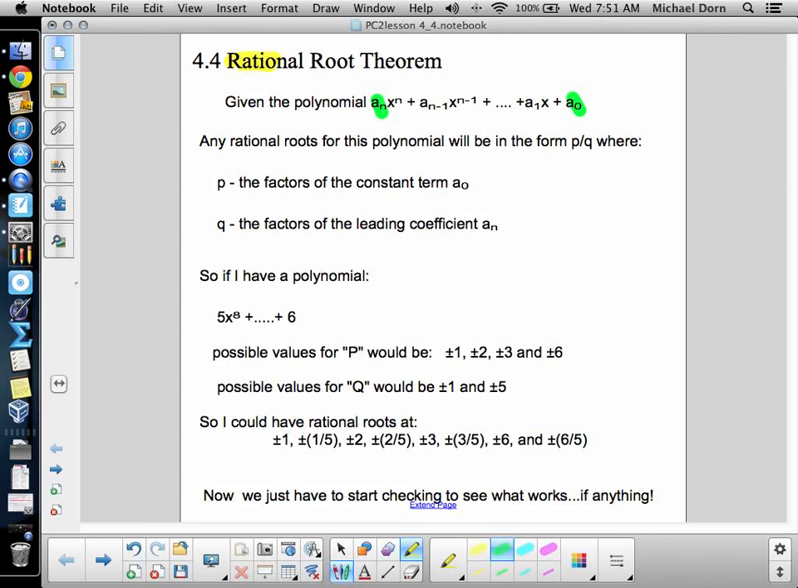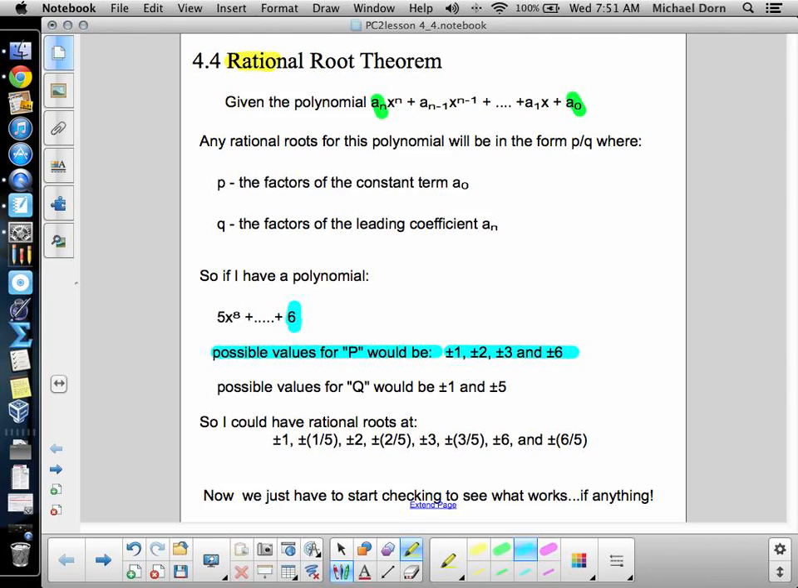So if I have some polynomial, it starts out 5x to the 8th plus, and then a whole bunch of muddled stuff in the middle, with a constant term of 6. I want to see if there are rational roots to this polynomial. I look at that constant term, 6, and the numerators for my rational roots have to be factors of 6. Factors of 6 are positive, negative 1, 2, 3, and 6.